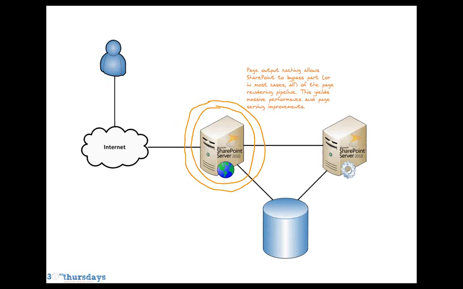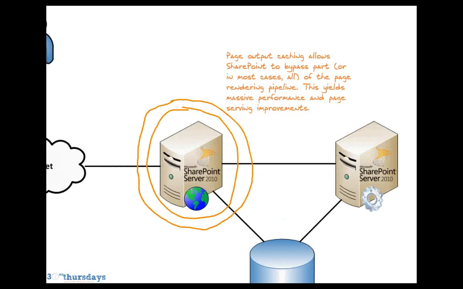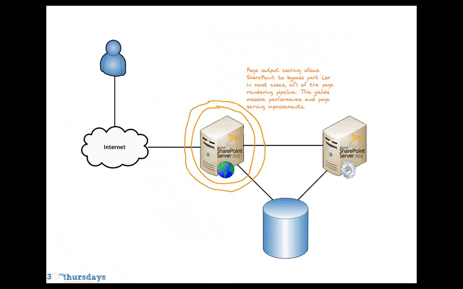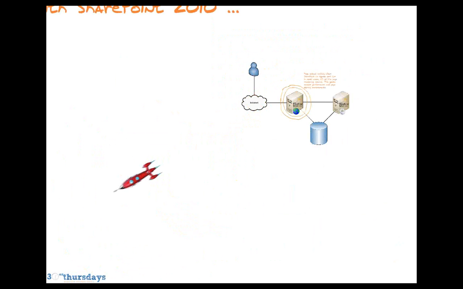So looking right here at the farm again, page output caching, this is one of the biggest bangs for the buck because you can bypass all, or at least in most cases, all of the page rendering pipeline. Massive performance and page serving improvements. It is one of the tougher mechanisms to use and tune, but the benefits are tremendous.